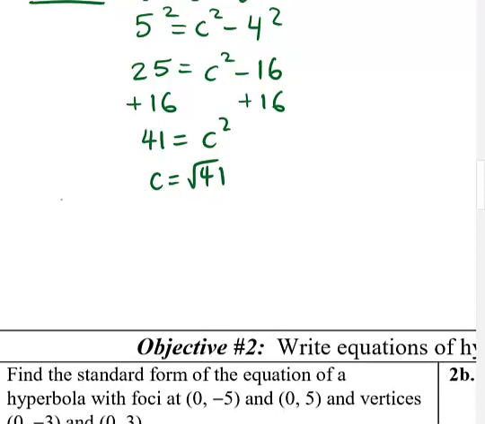But this time the foci are going to be 0 comma c and 0 comma negative c, whereas with the horizontal type they're at c comma 0. It's the coordinate where you put c that is different now. It's in the y coordinate instead of the x coordinate.